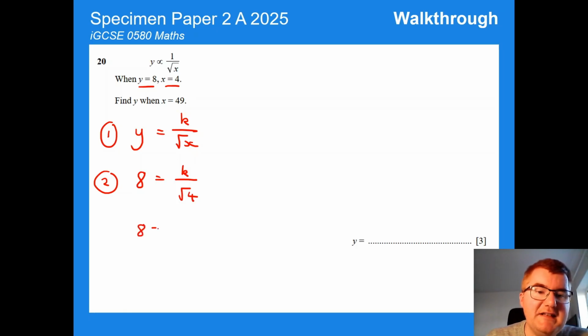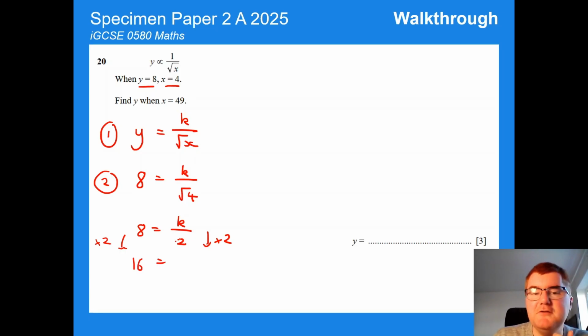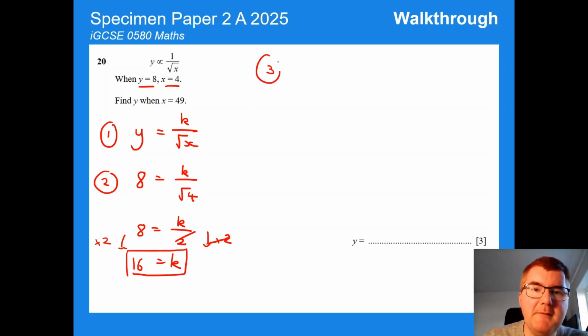Then that gives us 8 equals k over 2. Remember, the root of 4 is equal to 2. I'm going to multiply by 2 on both sides. That gives me here 8 times 2 is 16. This cancels, giving us just k, which is really important. We need this for the next step. So step 3 here, we're going to write out our equation now that we actually know what k is. So 16 over root x, and then find y when x is 49.